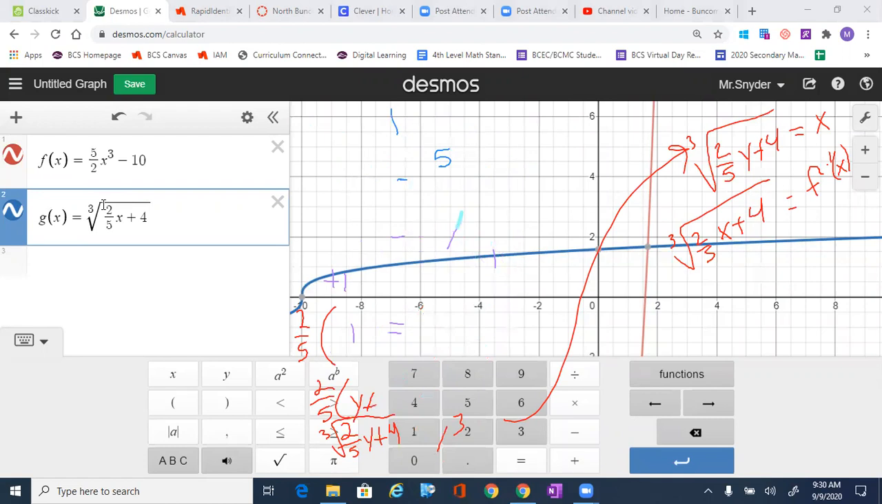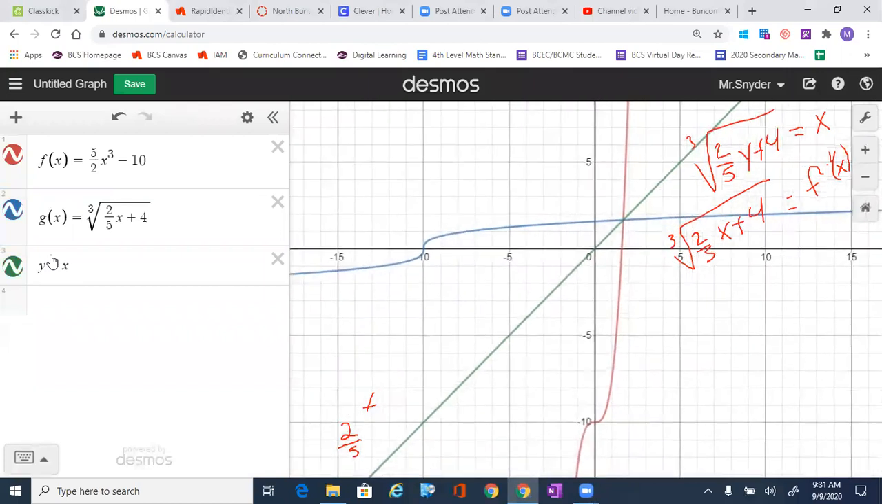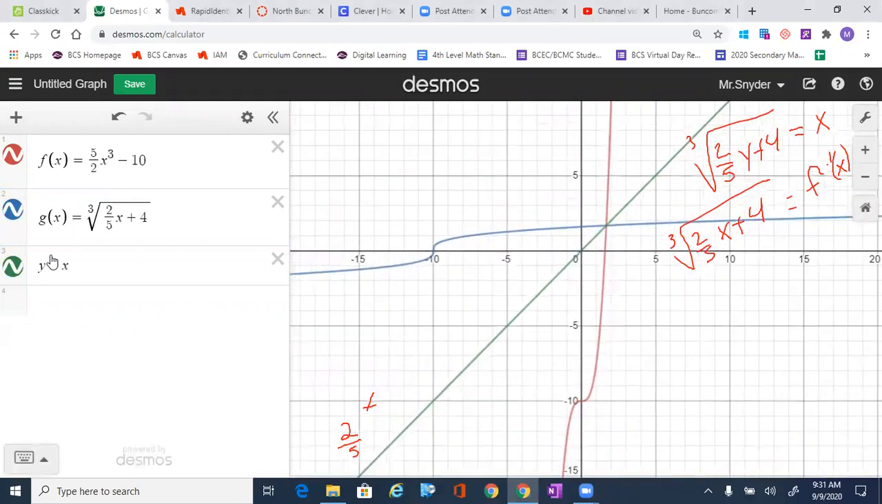Okay. And once we start identifying that, okay, I'm going to go back and type in the y equals x line. Helps to see that a little bit. So y equals x. Okay, and as you see, if I zoom out just a little bit, it really shows that they are inverses. If I was to reflect the blue over that green line, it would end up on that red line.